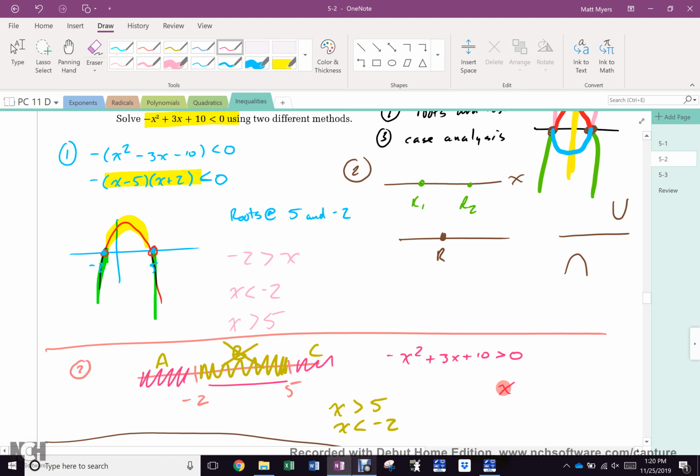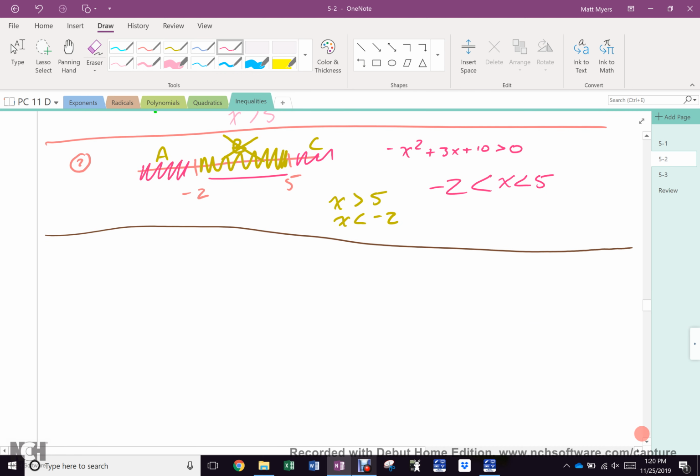Okay, now this is where your skill needs to come in. It's less than 5, but it's also greater than negative 2. Yeah, but you would not read it that way. You would read it as negative 2 is less than x and x is less than 5. Just like we did last year when we were doing domain and range. Everybody cool?